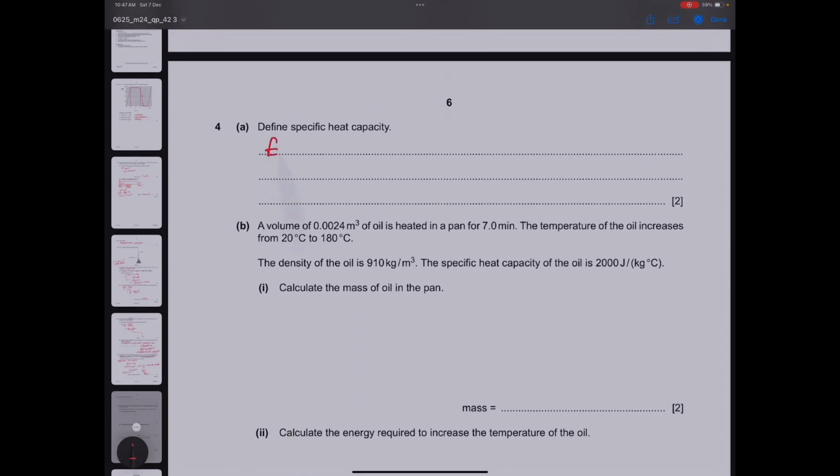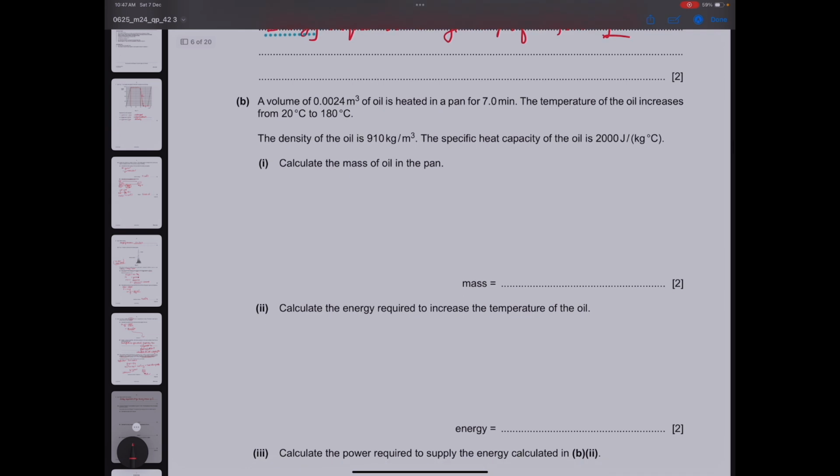Define specific heat capacity. It is the energy required to change the temperature of 1 kg of substance by 1 degree Celsius.